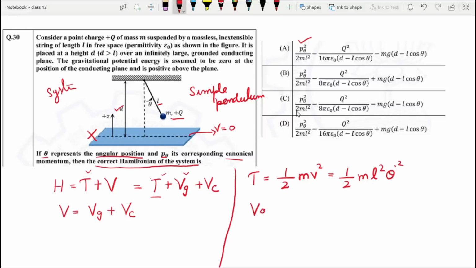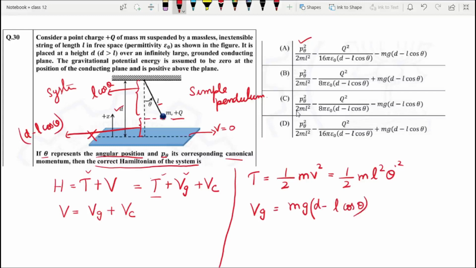And the potential energy is equal to mg times this distance, right? This distance can be obtained from d. This distance is L cos theta. So this distance must be d minus L cos theta. Now here we have found that the potential energy due to gravity is a positive term. Now if you look at option A and option C, it is a negative term. So these two options are incorrect.